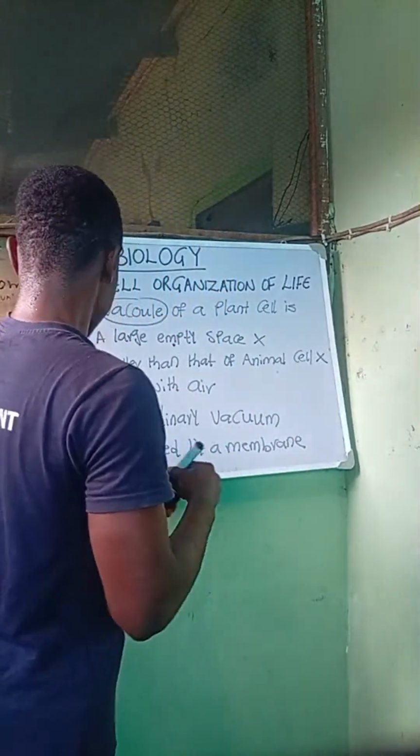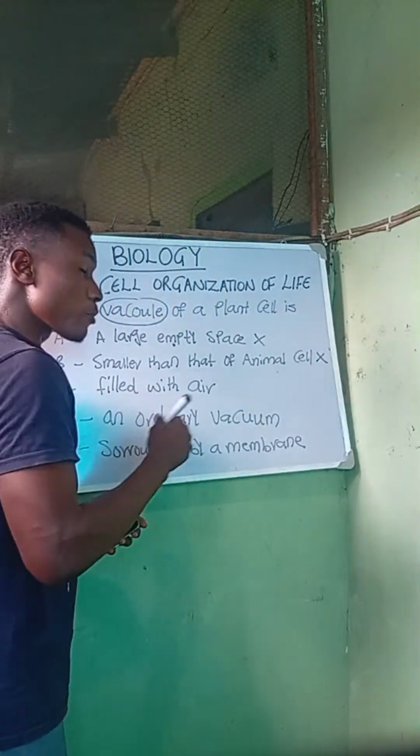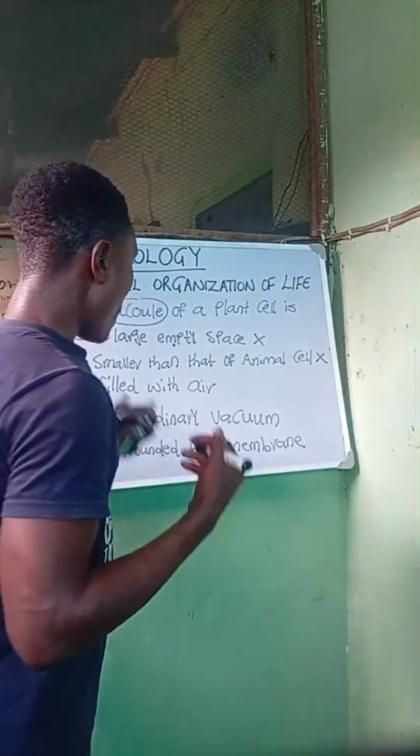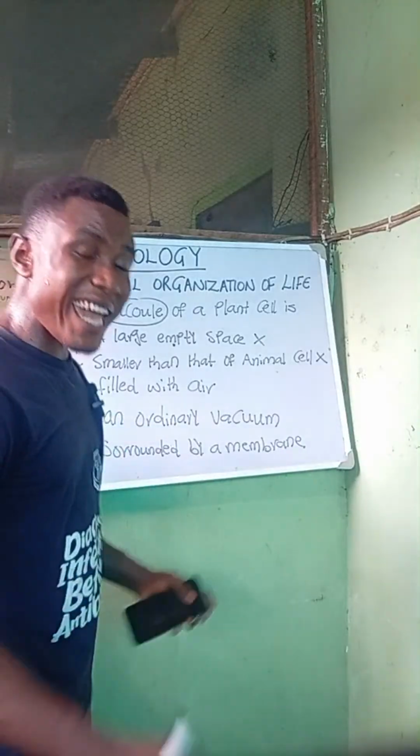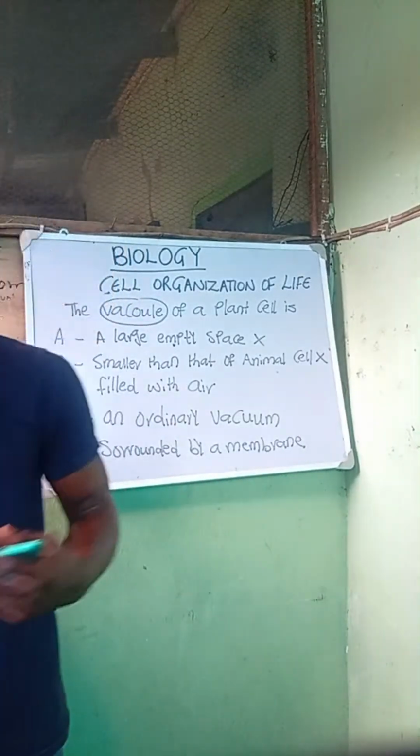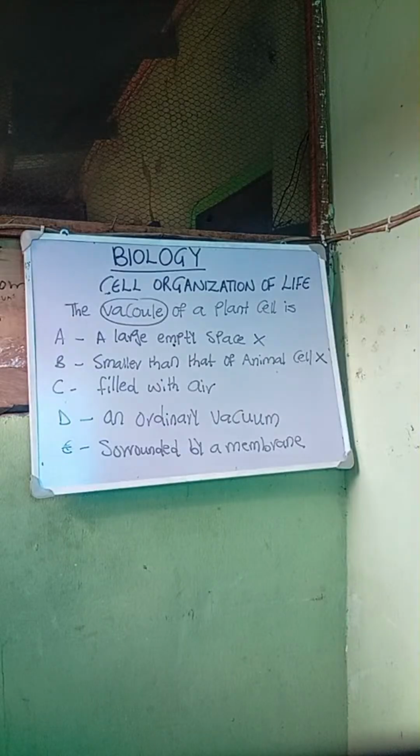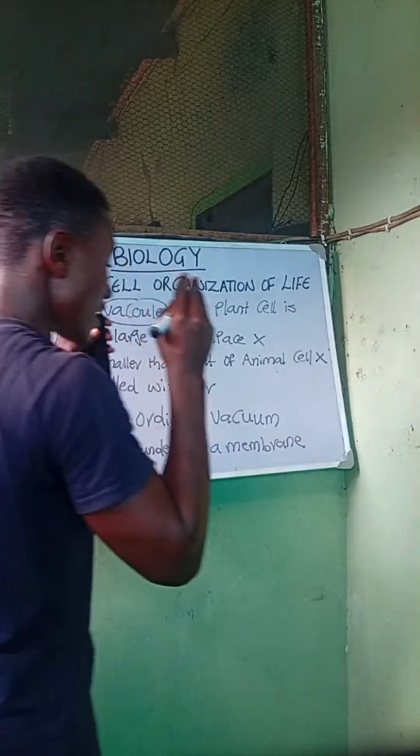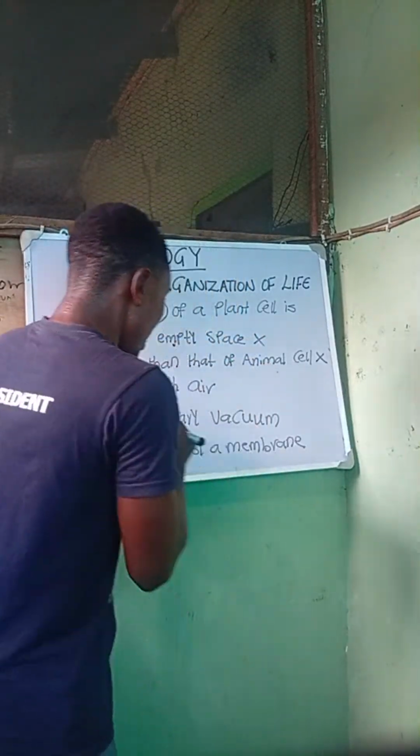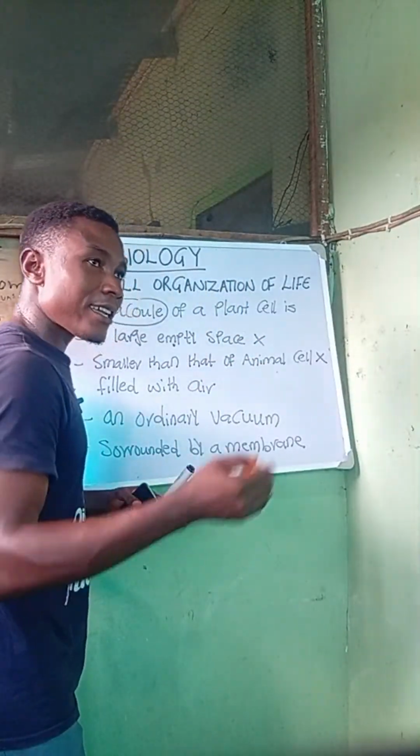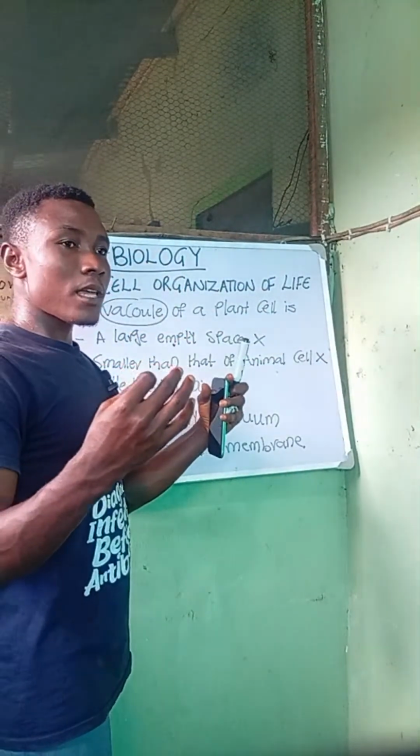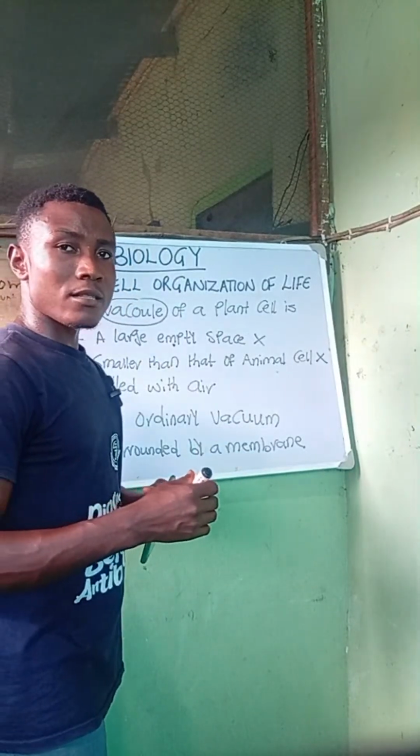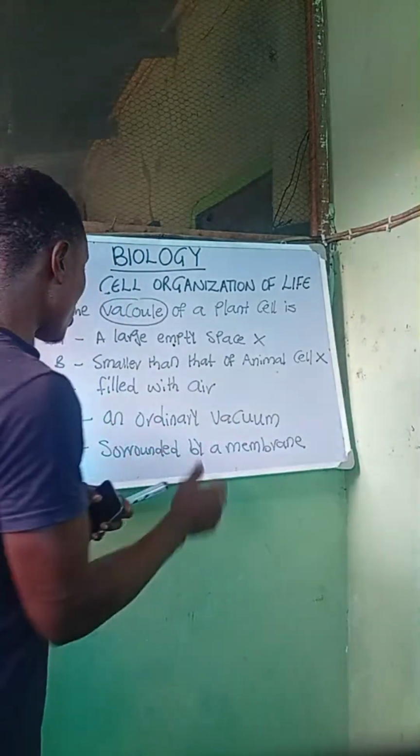C. Filled with air. The vacuole of a plant is not filled with air. Now they are trying to get you to the answer. They are trying to structure you so that you start getting the answer gradually. When you say it's filled with air, it means it's empty. What you're trying to say is that it's empty.